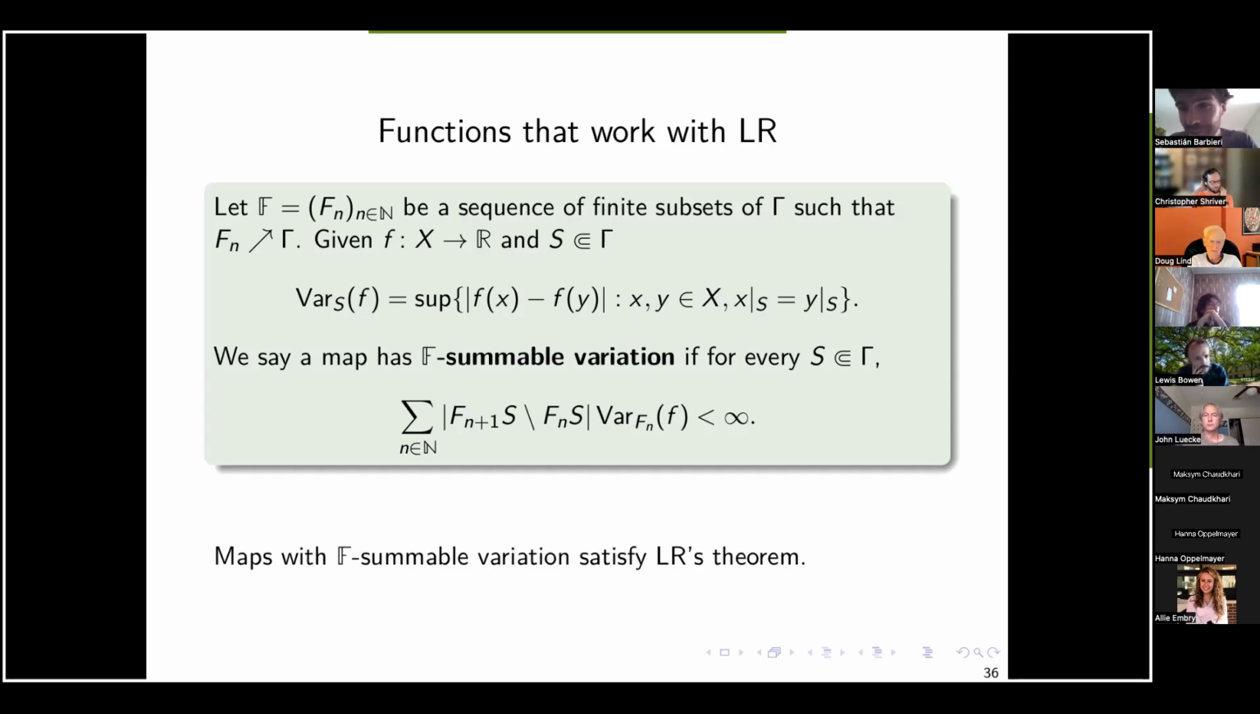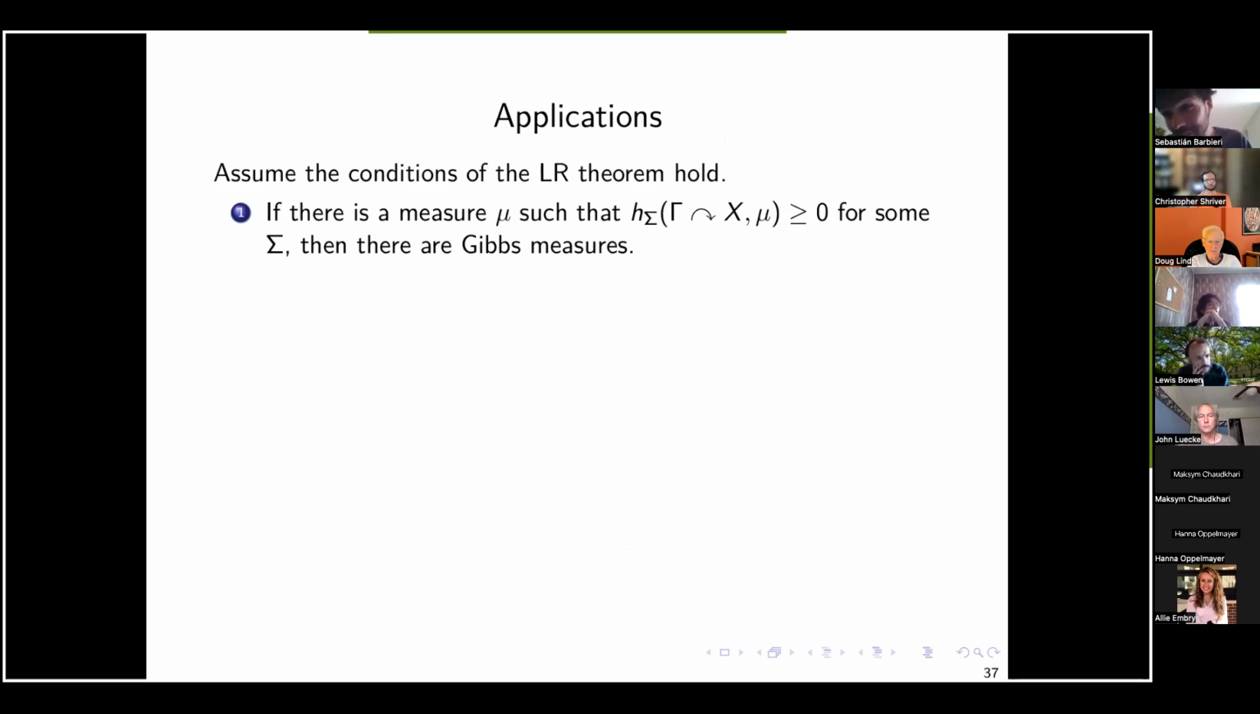All right, and just to finish, I just want to tell you a few applications of the result. Let us assume that I have a setting where the conditions of the LR theorem hold. The first one is quite trivial. If there is a measure such that the sofic measure theoretical entropy is non-negative for some sofic approximation sequence, then there are actually Gibbs measures on my system. It's quite obvious. Equilibrium measures under the Lanford-Ruelle theorem are Gibbs measures. So if there is one, well, there is also a Gibbs measure. Kind of boring, but not at all that obvious without the LR theorem.